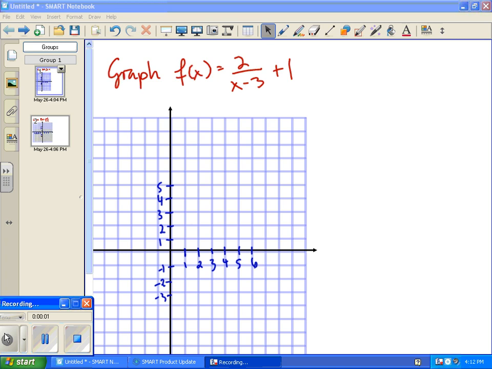Graph f of x equals 2 over x minus 3 plus 1. Okay, the way we approach this is we need to graph the horizontal and vertical asymptotes first.